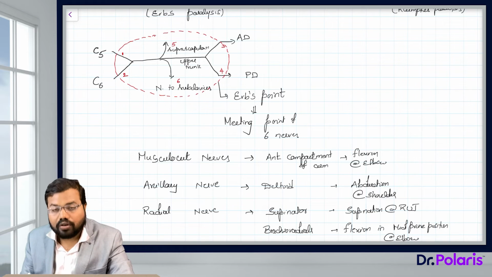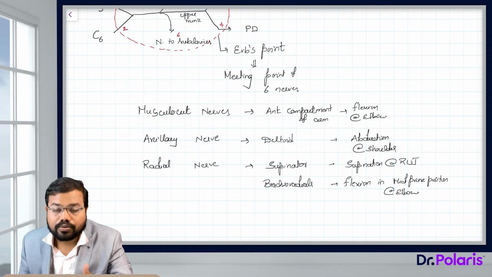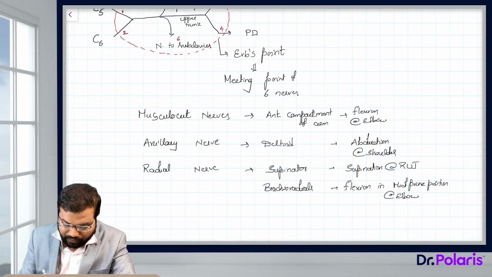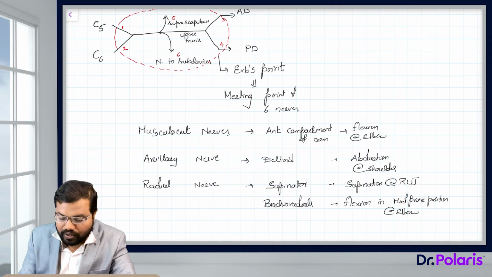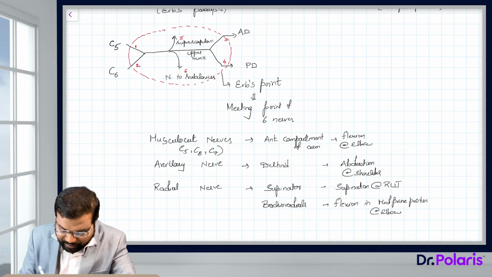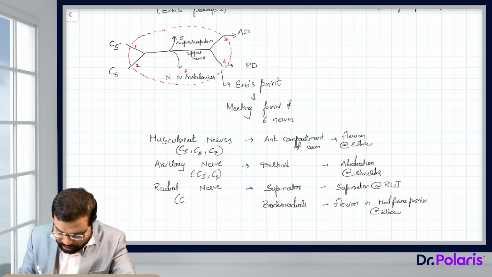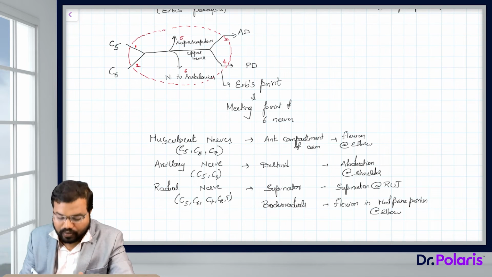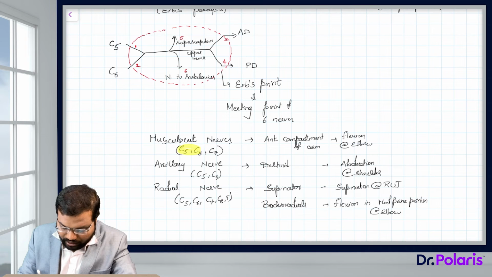These are the overview of these nerves. Till now we haven't discussed the nerves; after this session we will discuss them, but I am giving the overview. What is the root value of the musculocutaneous nerve? Just go back: it's C5, C6 and C7. What is the root value of the axillary nerve? C5, C6. What is the root value of the radial nerve? C5, C6, C7, C8 and T1. This is what we discussed under the root values. So here C5, C6 is involved in the injury, here C5, C6, and here also C5, C6.